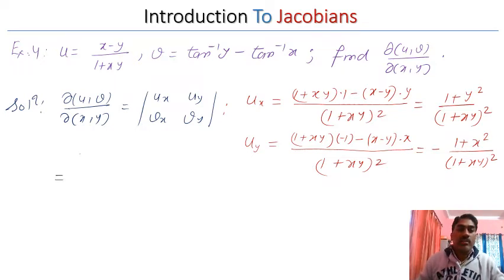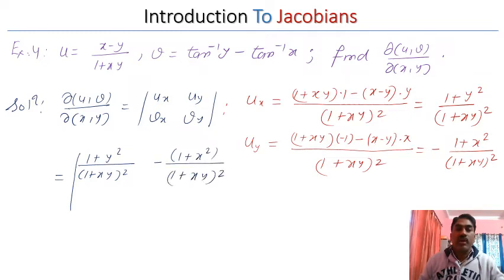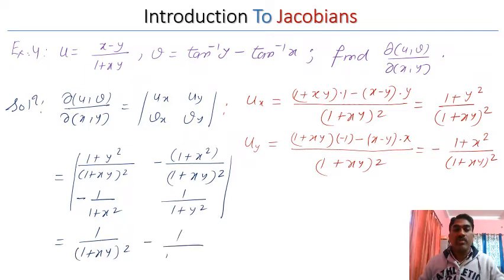So the Jacobian becomes (1 + y²)/(1 + xy)² and minus (1 + x²)/(1 + xy)², and then the partial derivative of v with respect to x, which is minus 1/(1 + x²), and the partial derivative of v with respect to y, which is 1/(1 + y²). You can open it, it will become 1/(1 + xy)² minus 1/(1 + xy)², and that is finally 0. So our Jacobian is 0.